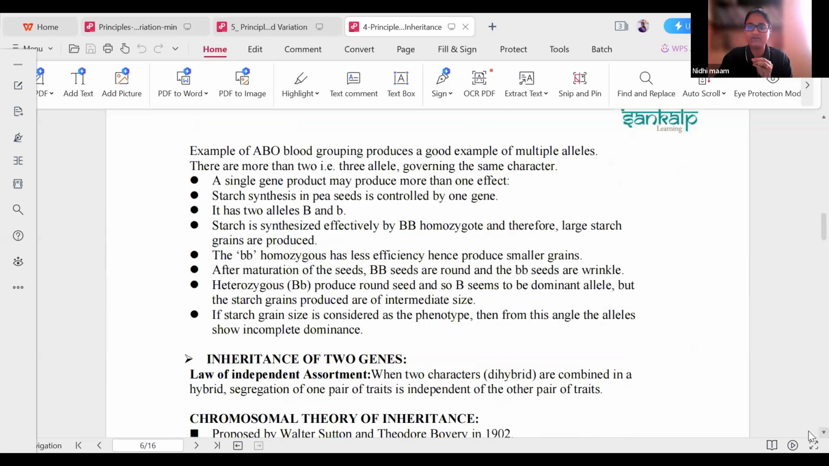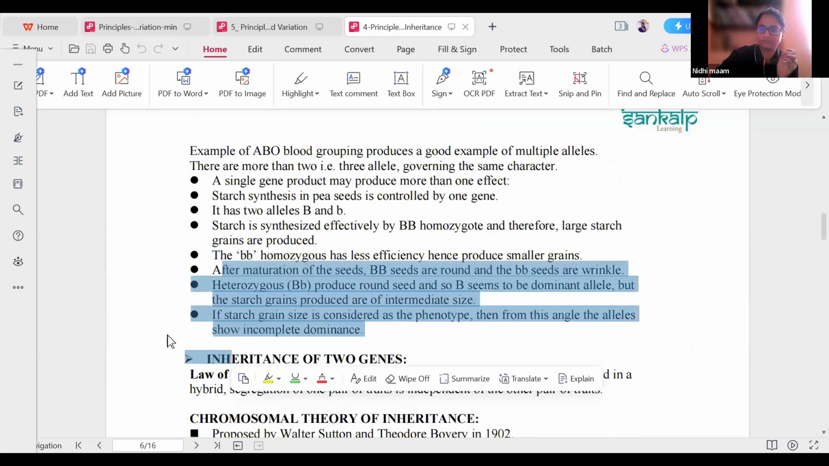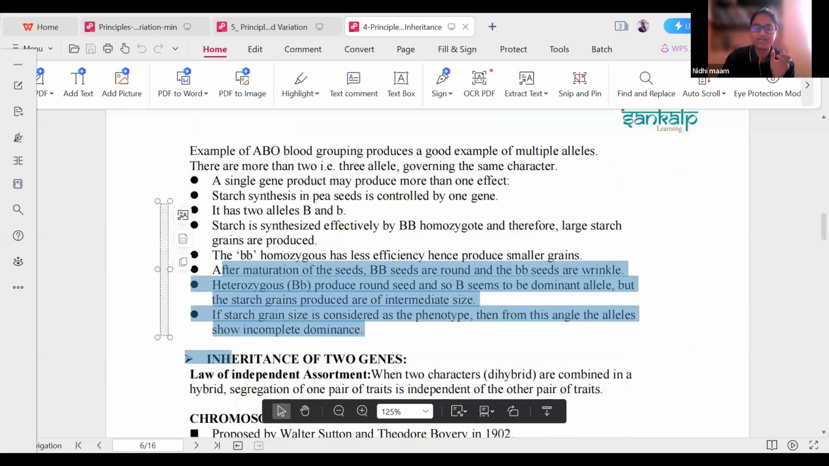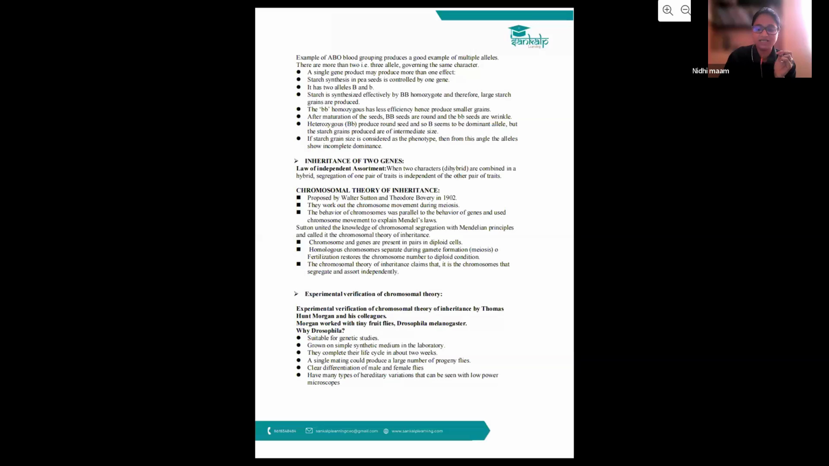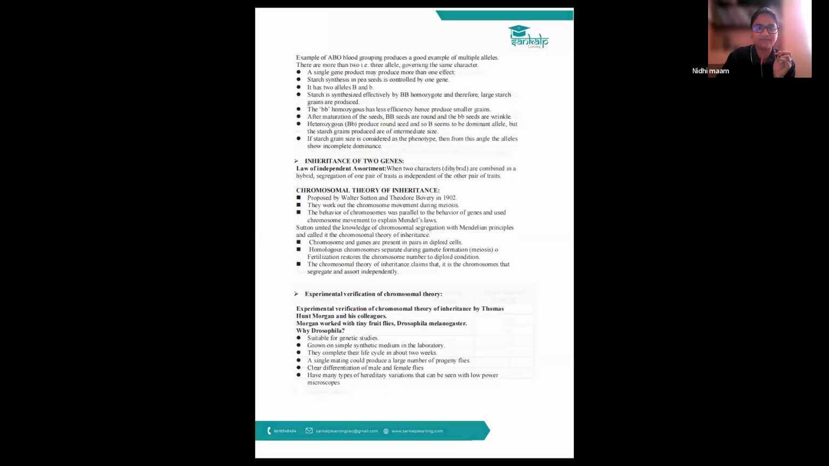We can also give an example for multiple alleles. Just a minute. What do we mean by multiple alleles? Genes that have more than two alleles, we will call it as multiple alleles. Just concentrate on the definition of it.